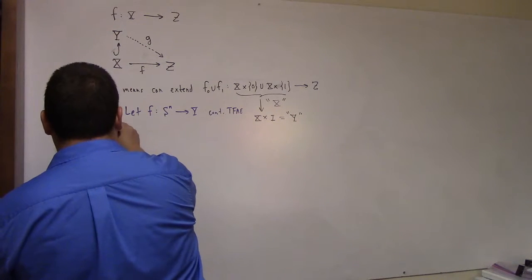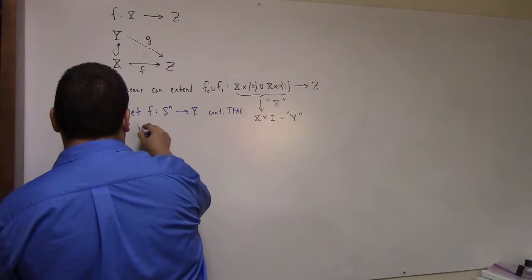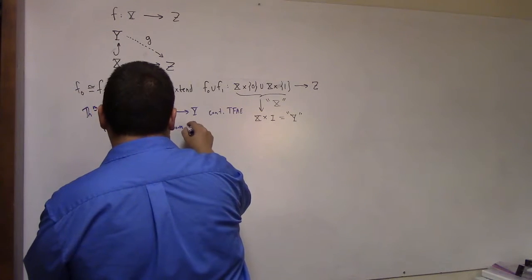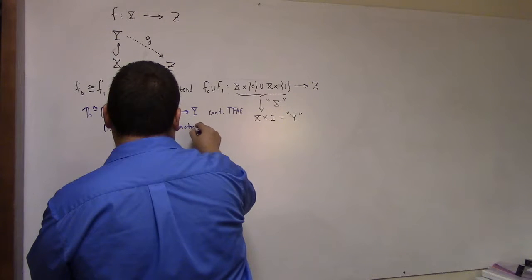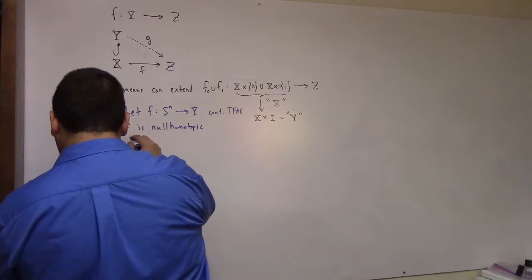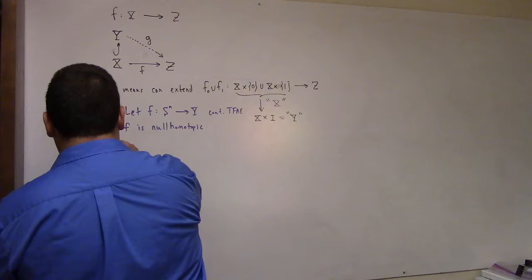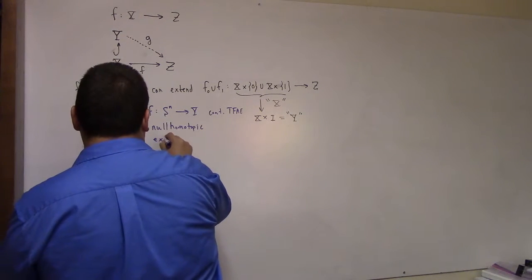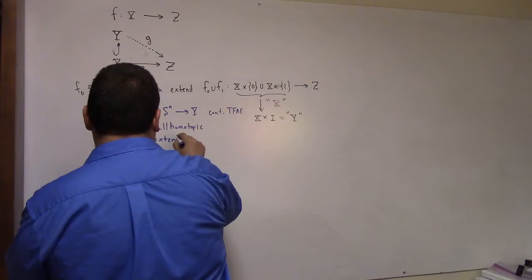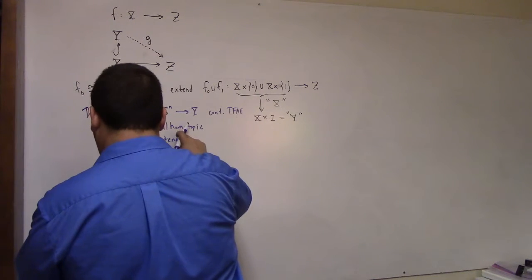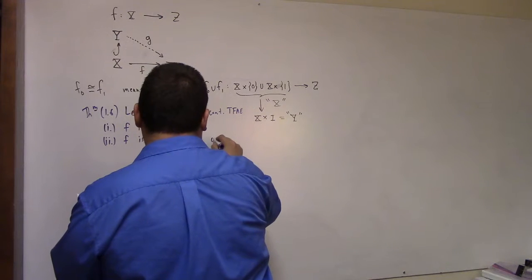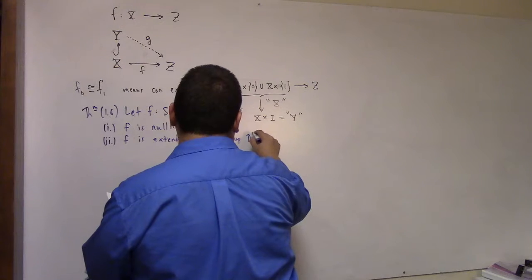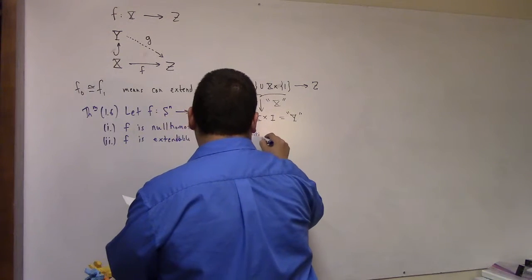One, F is null homotopic. In other words, what? It's homotopic to a constant map, right? It's null homotopic. Two, F can be extended. Let's say it's extendable. F is extendable to a continuous map from the n+1 disk to Y, right?